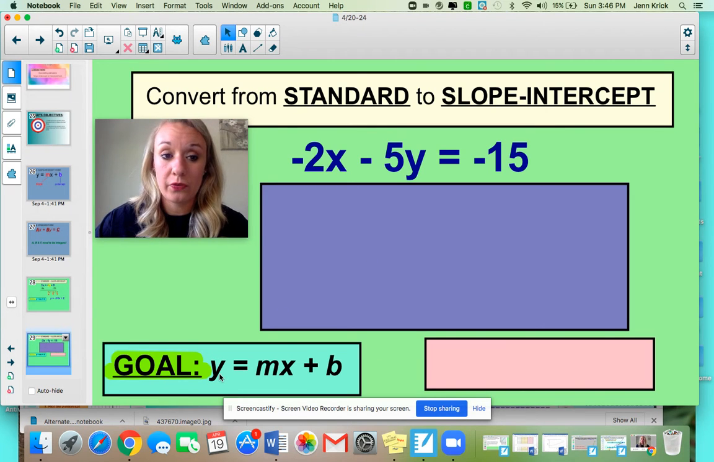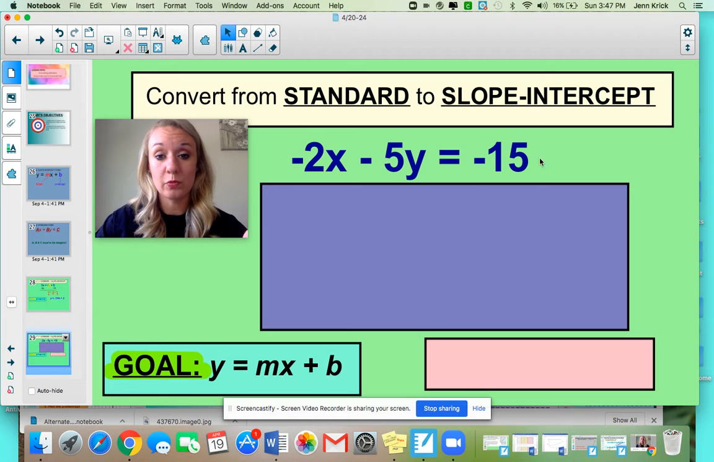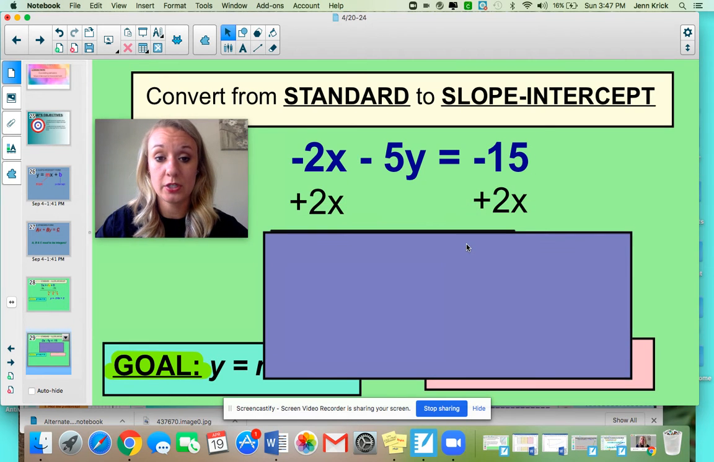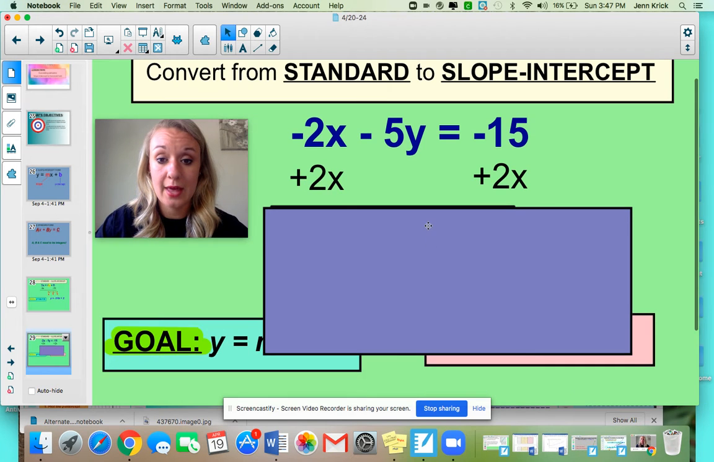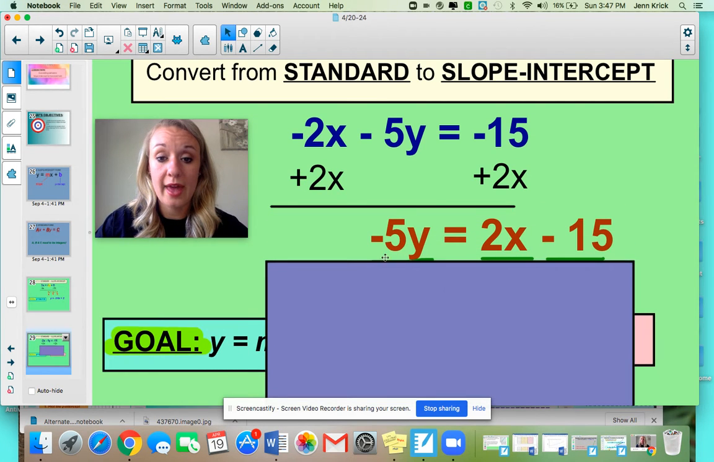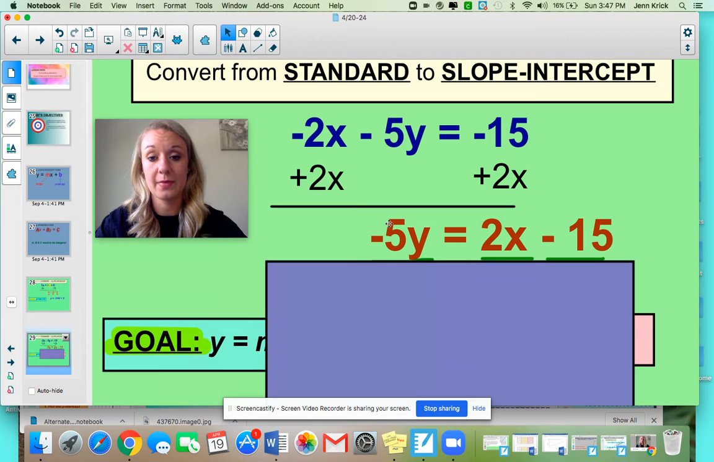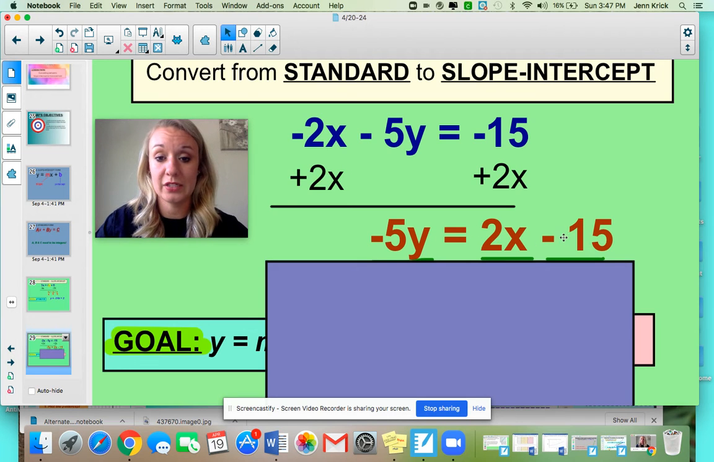So again, your goal form is y equals mx plus b. So if I've got negative 2x minus 5y equals negative 15, I really want this negative 5y part to be by itself before I can get rid of the negative 5. So if I have negative 2x, let's move that to the other side using inverse operations, which we know will be adding. Now that gets rid of these pieces here, and notice you still have the negative 5y. You need to make sure that you don't get rid of that minus sign because it's technically attached to the 5y term. And then you've got a positive 2x minus 15.